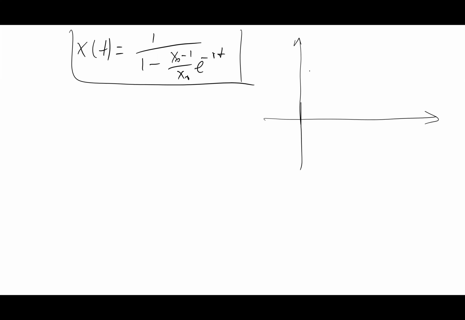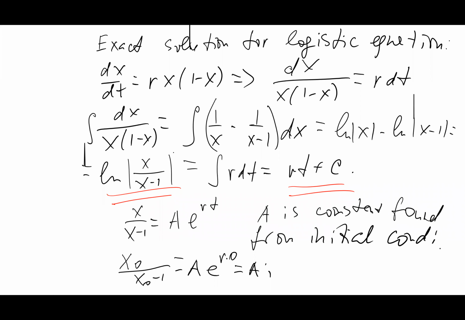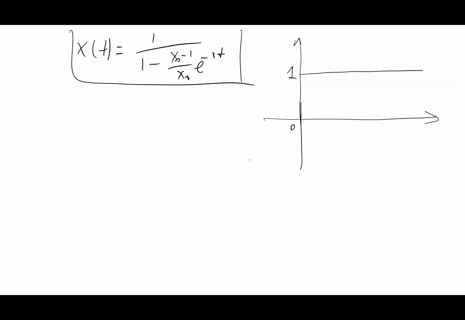And now what we see here, if we plot it: if x naught equals 1, then x of t equals 1 always. So this is fine, this is 1. If x naught equals 0, then we can't use this formula because we have a division by 0, but we can look back here. If x naught is 0, then dx over dt will be 0 and will stay 0 always. So this is another stationary solution. This is a stationary solution, this is a stationary solution.